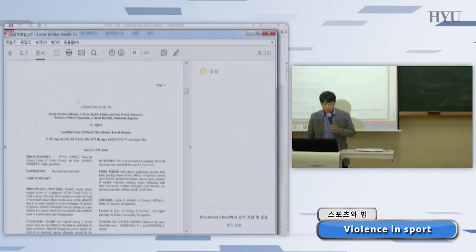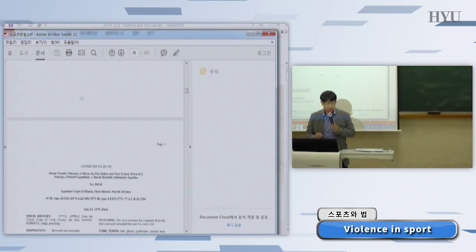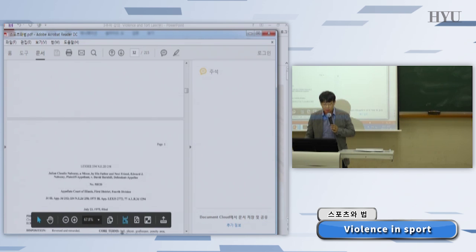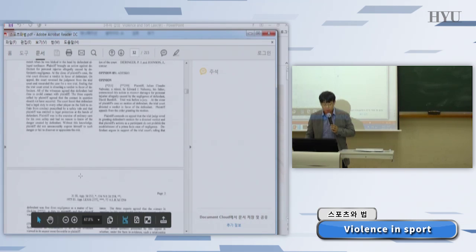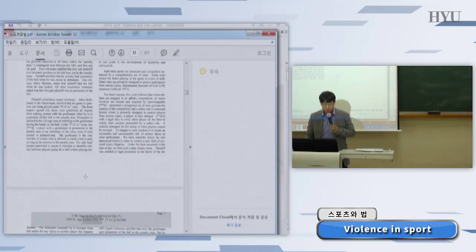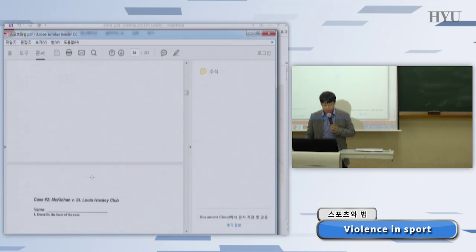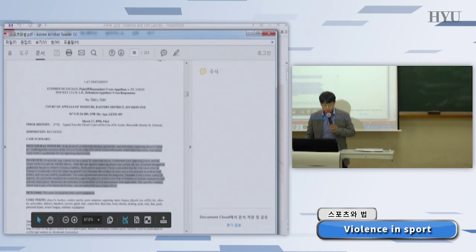Okay. Because this is the major part of your midterm exam, unless you understand the two cases and also the major difference between the two cases, you will have a hard time, I guarantee. So this is a core part in negligence issues.